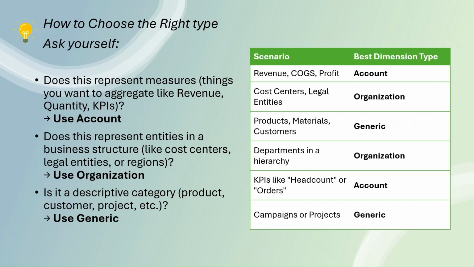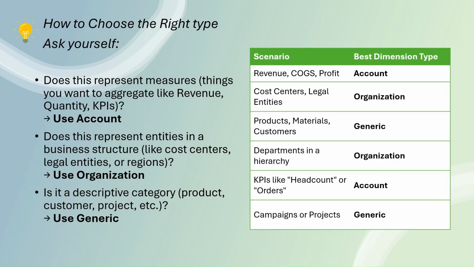Now moving on to the next slide. In your business cases, how will you choose the right type, like when to use the account dimension, when to use the organization, and when to use the generic? If it's more like a descriptive category, like you are just maintaining some product details, customer details or employee details, then go for the normal generic. If it's more like an organization, with legal entities, multiple subsidiaries against one company, and some regional data, then go for the organization.